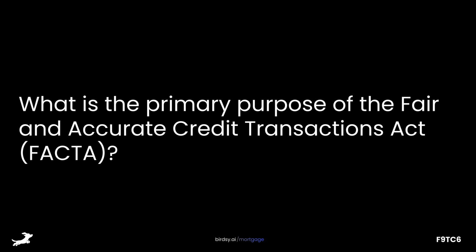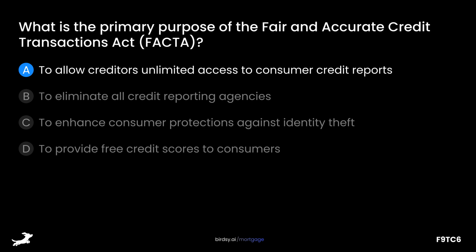What is the primary purpose of the Fair and Accurate Credit Transactions Act? Is it A, to allow creditors unlimited access to consumer credit reports, B, to eliminate all credit reporting agencies, C, to enhance consumer protections against identity theft, or D, to provide free credit scores to consumers? The answer is C, to enhance consumer protections against identity theft.